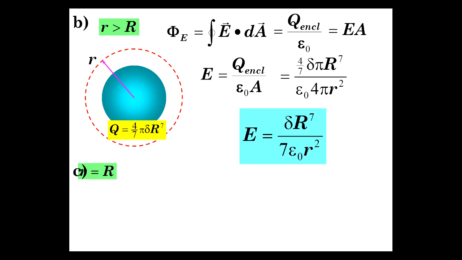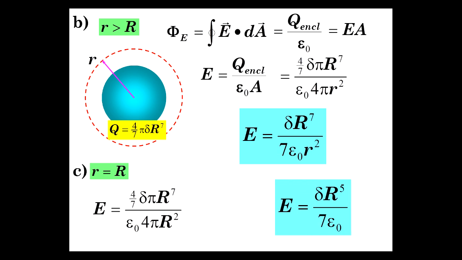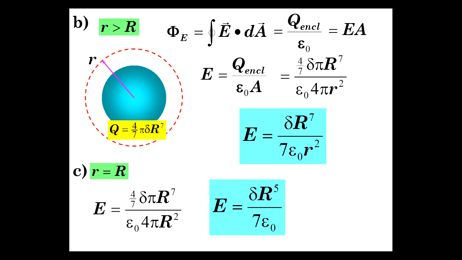And the only thing left to do is just to make sure we know the E field at r equals big R. Well, we have the same formula, but instead of little r here, we have big R squared because that's where we are. So E is delta R to the 5th over 7 epsilon 0. And now we know the electric field in all of space.